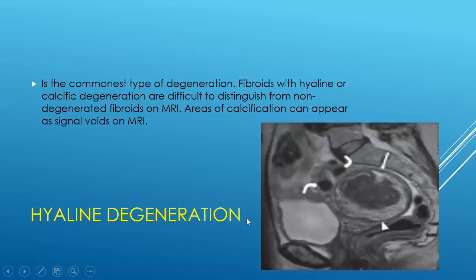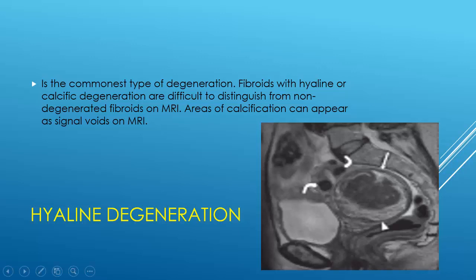We can see the different types of degeneration of the fibroids, how they appear on MRI. This is the hyaline degeneration. It is the commonest type of degeneration. Fibroids with hyaline or calcific degeneration are difficult to distinguish from the non-degenerated fibroid on MRI. Areas of calcification can appear as signal void on MRI. The calcified area will appear as signal void.